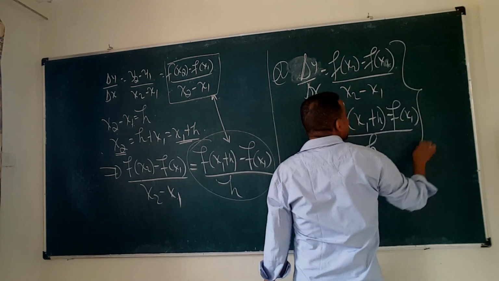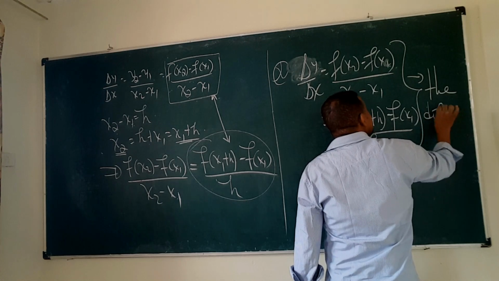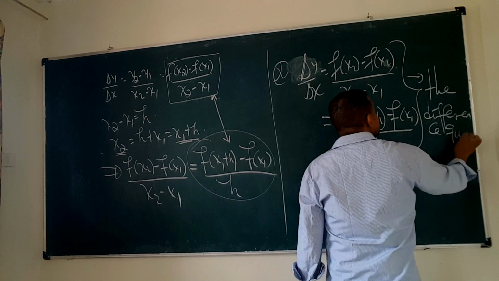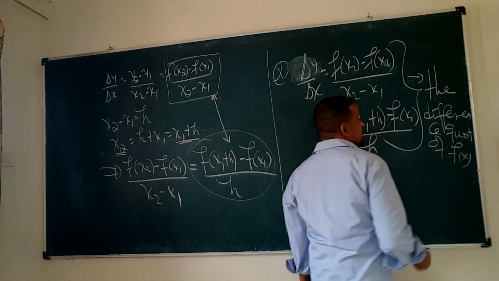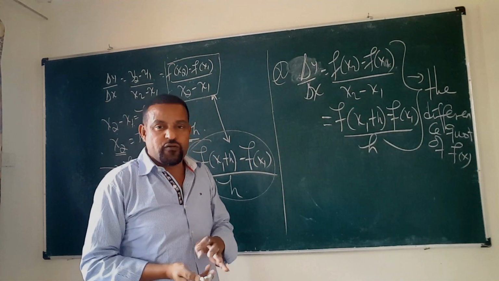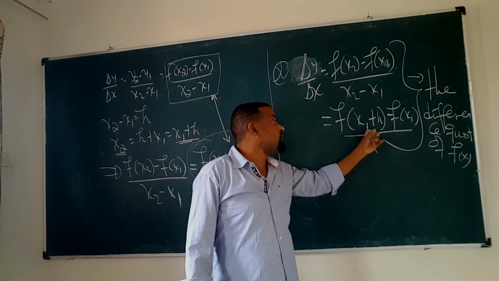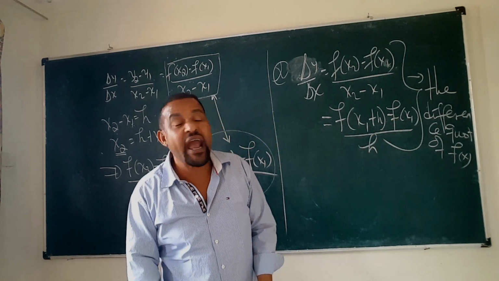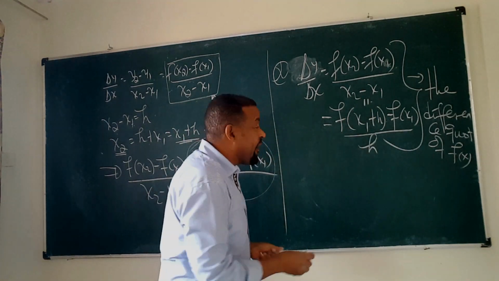These are called the difference quotient of f of x. f of x1 plus h minus f of x1 over h, they are called the difference quotient, and they are equivalent.